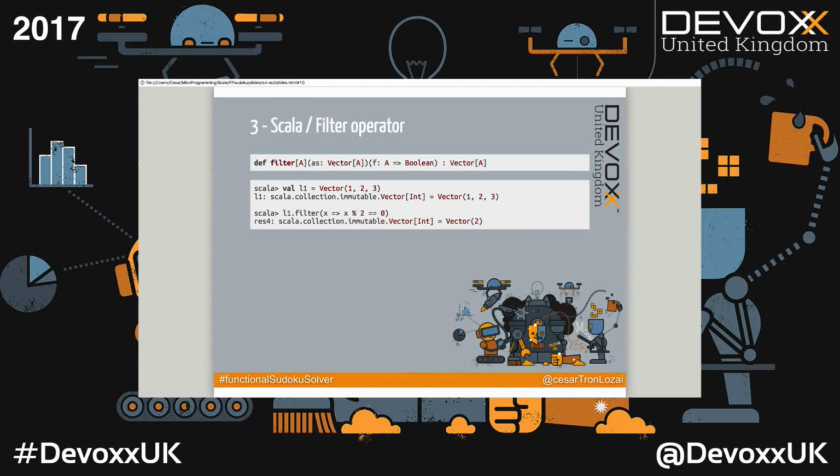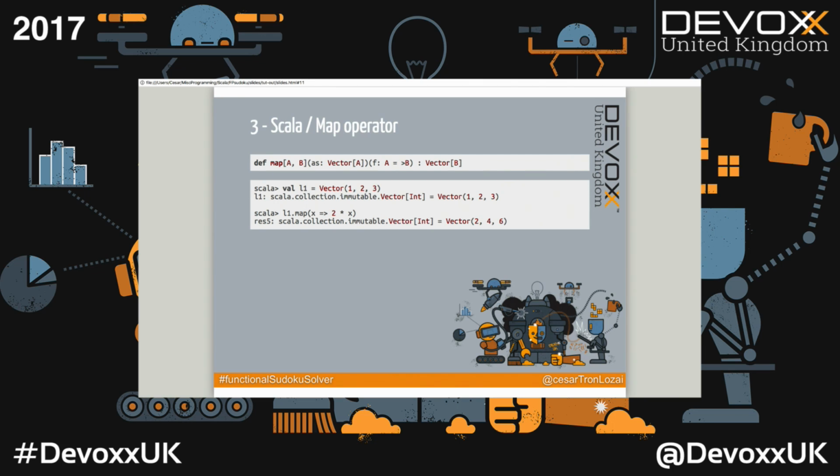This is something that we're all familiar with, maybe from the Java 8 Streams API. For instance, you can have a filter function. If you take a vector of type A, and you have a predicate, which is a function from A to Boolean, it returns a new vector, and it's only going to keep the elements of that vector that match the predicate. So if I have a vector 1, 2, 3, I call filter, and I check for the number to be even, I'm only going to get vector 2. That's as you would expect.